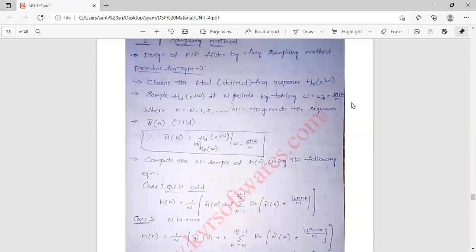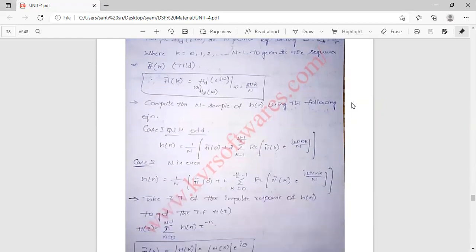So compute the N samples of h of n using the following equation. Here we will take 2 cases: if N is odd, and N is even. Suppose N is odd, then h of n will become 1 by N into h bar of 0 plus 2 times the sum over k equal to 1 to (N minus 1)/2 of h bar of k into e power j 2 pi k n by N. Similarly, for case 2, if N is even, then h of n will become 1 by N into h bar of 0 plus 2 times the sum over k equal to 0 to N by 2 minus 1 of the real part of h bar of k into e power j 2 pi k n by N.